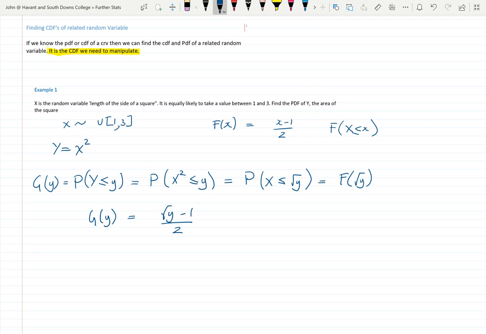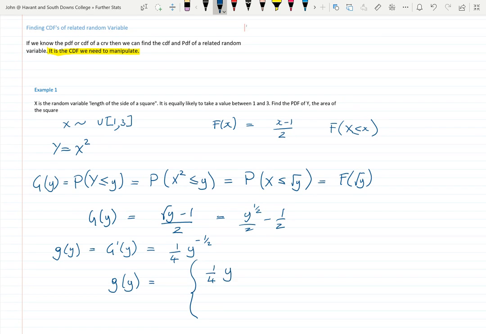In order to get the PDF of Y, let's call it little g of y, we need to differentiate the CDF. Differentiating that, I won't make a song and dance about it. It's basically y to the half over 2 minus a half. So differentiating that, I'm going to get a quarter y to the minus a half. But we want to fully define it, so let's do it correctly, fully specifying it with the 0 over the y's bit. Quarter y to the minus half.